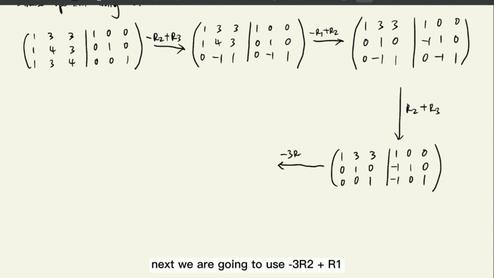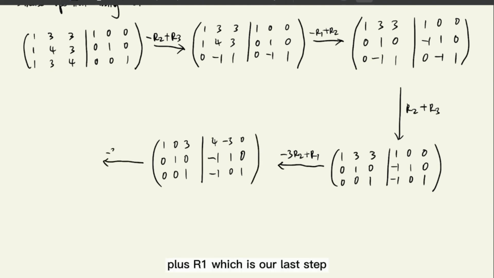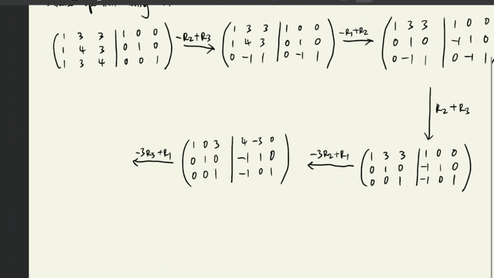Next, we are going to use negative 3R2 plus R1. So the first row would be negative 0 plus 1, which is 1, negative 3 plus 3 is 0, and negative 0 plus 3 is 3. On the other side, 3 plus 1 is 4, negative 3 plus 0 is negative 3, and 0 plus 0 is still 0. Next, we'll approach it with negative 3R3 plus R1, which is our last step.